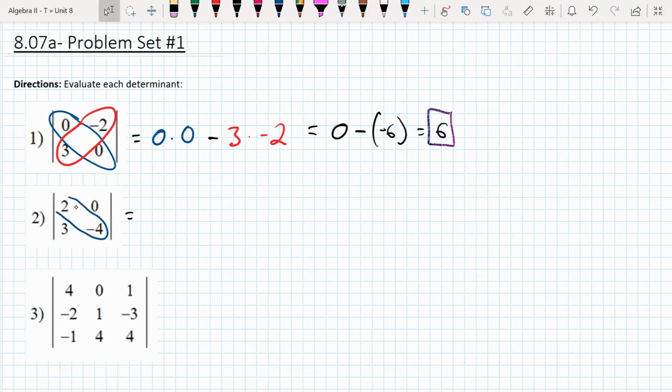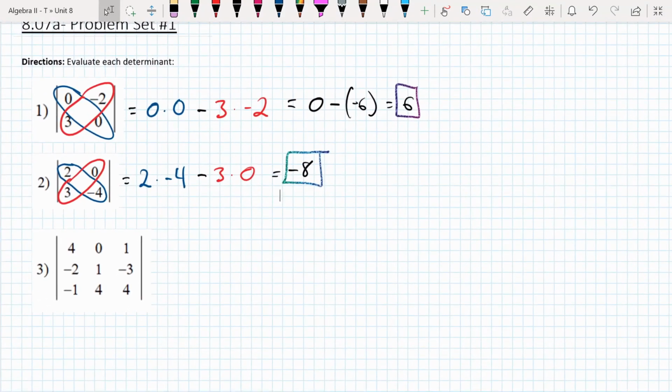2 times negative 4 minus 3 times 0, we get negative 8 minus 0, and so that's just negative 8. And that's the answer for the second one. Okay, what happens when we have a 3x3?